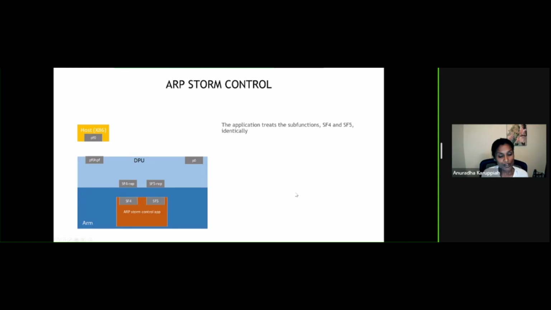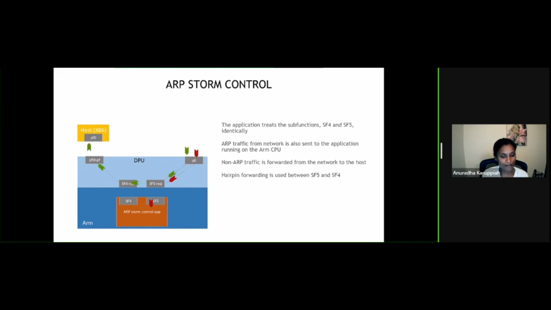The application also processes network traffic the same way, since we talked about how we need to do ARP storm control on traffic coming in from the network. So it's going to treat the two subfunctions, SF4 and SF5, the same. It's going to send the ARP traffic from the network to the control plane. And all other non-ARP traffic is going to be hairpin forwarded from the network to the host.